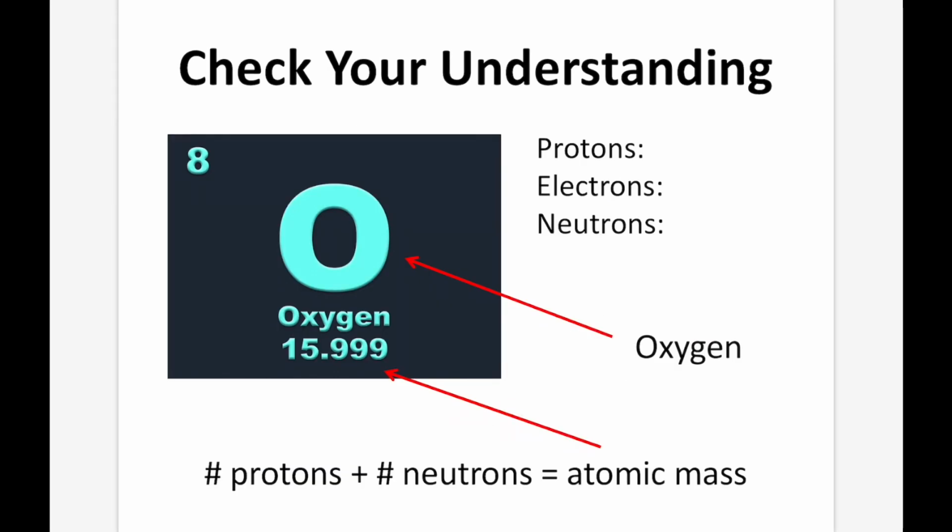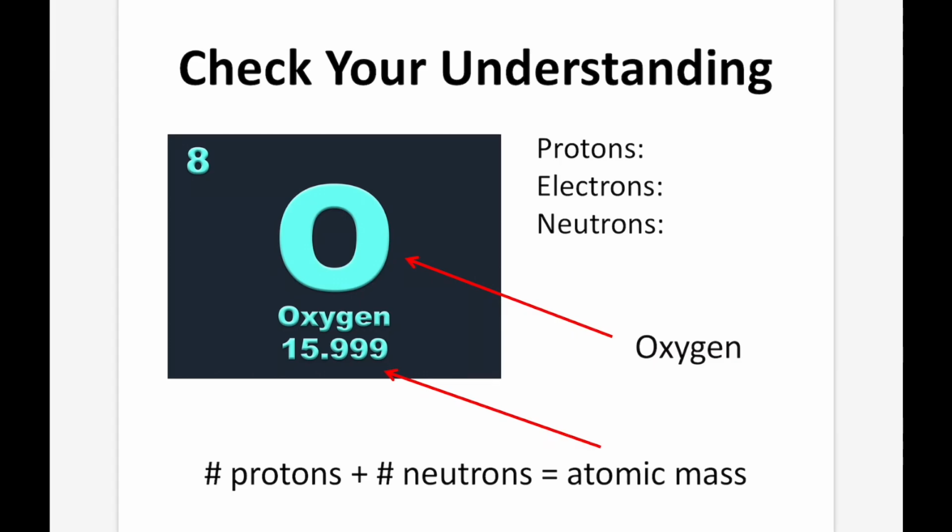Check your understanding. So pause the video and figure out the number of protons, electrons, and neutrons for oxygen. Well, we know the number of protons can equal the atomic number, so that's going to be 8. We can see the atomic numbers right there. The number of electrons is going to equal the number of protons in this neutral atom, so we're going to say 8. And then the number of neutrons is going to equal the mass minus the number of protons, and that's going to be 16, rounded up from 15.99, minus 8, and that equals 8.